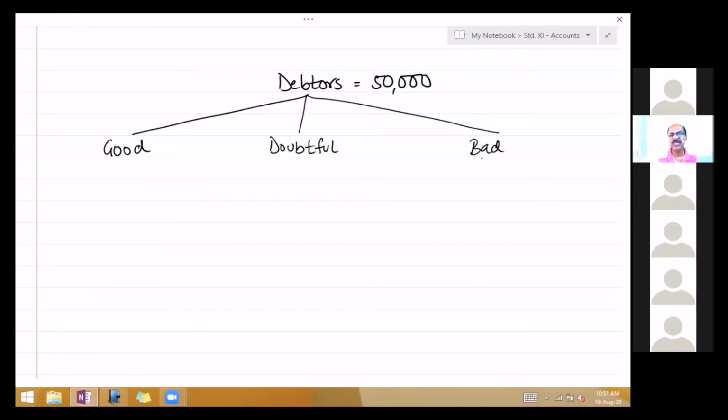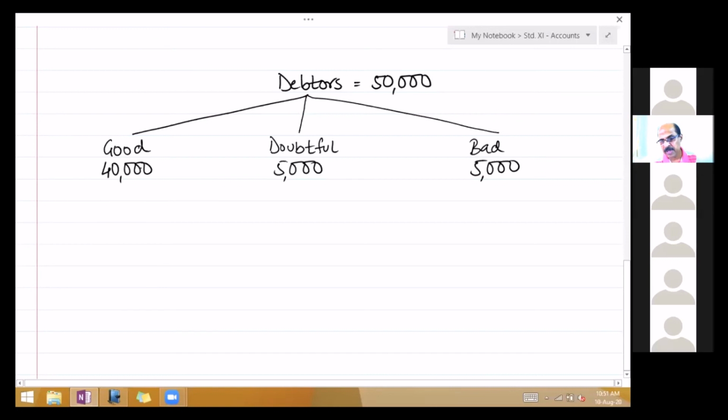And such students are another 10%. So another 5,000 are called doubtful debts. So 5,000 is gone, and 5,000 I may or may not get. That is doubtful debt. And the remaining 40,000 I'm sure to get. So those are good debtors.